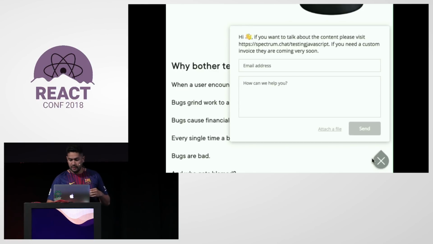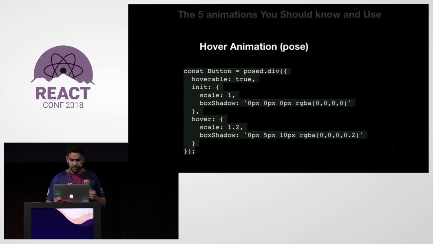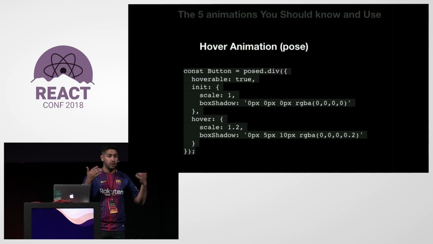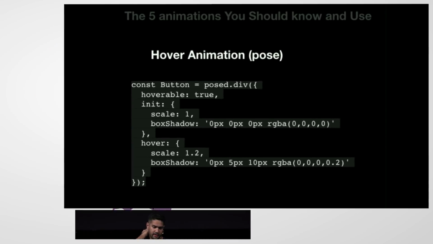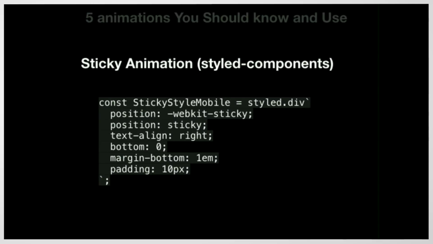Like I mentioned, those are very simple to implement. Here is an example of implementing the hover animation with Pose. And we saw this earlier today. Quite simple. And the sticky animation you can do with just plain CSS. That's how I was able to make something just like that using styled components.